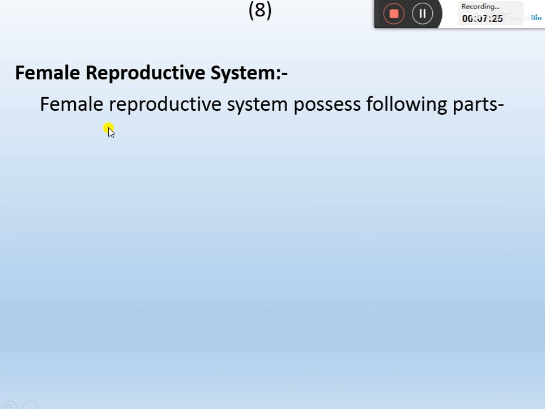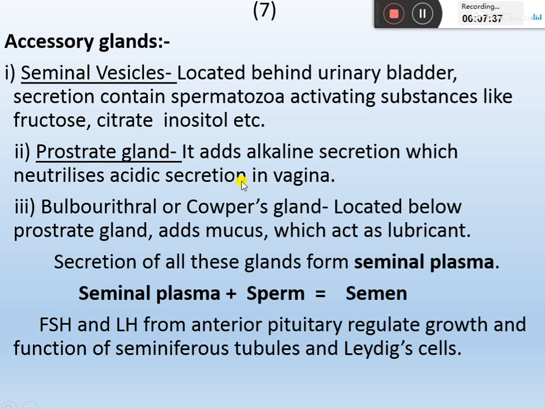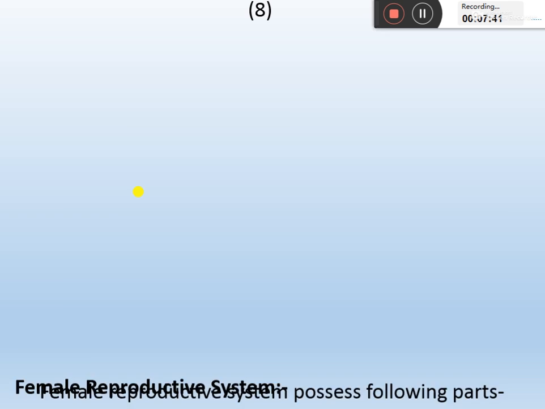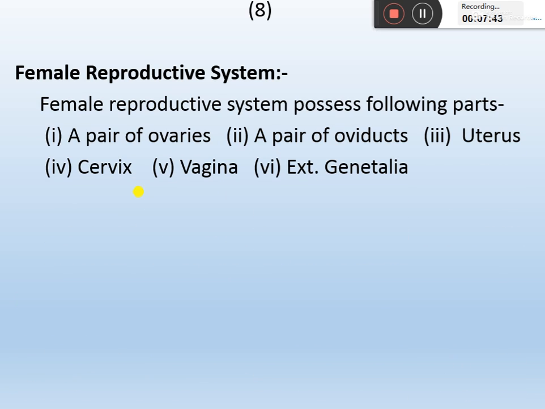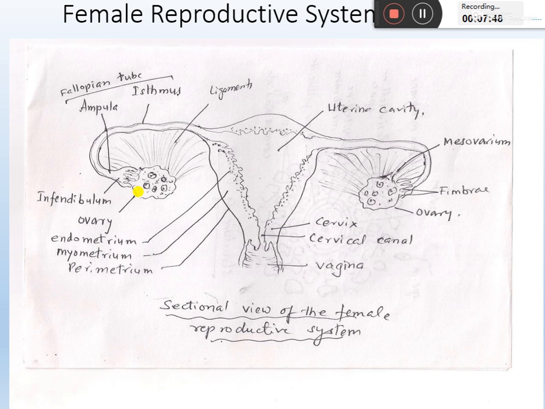Female reproductive system. The female reproductive system possesses the following parts: a pair of ovaries, a pair of oviducts, uterus, cervix, vagina, and external genitalia. So here are the female reproductive structures.